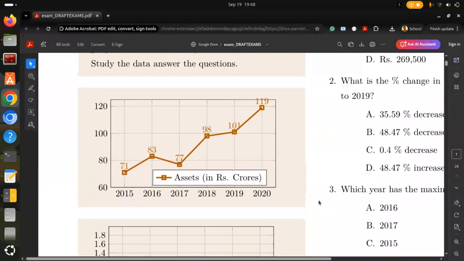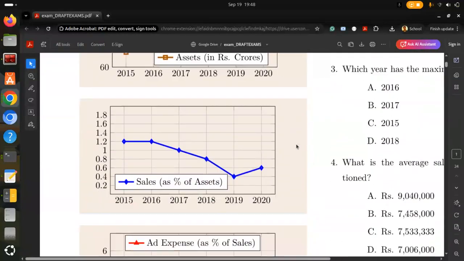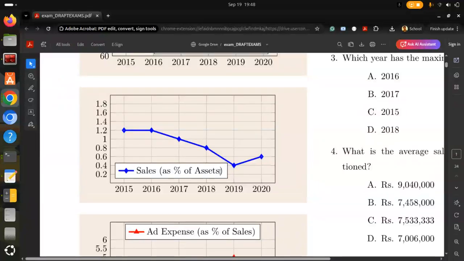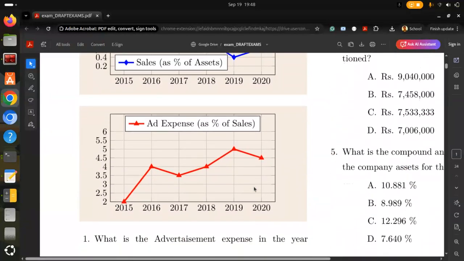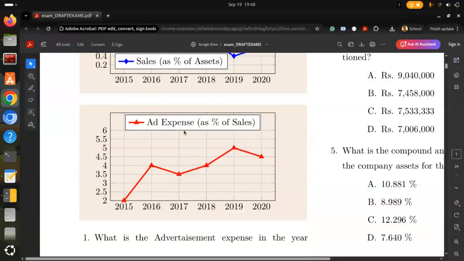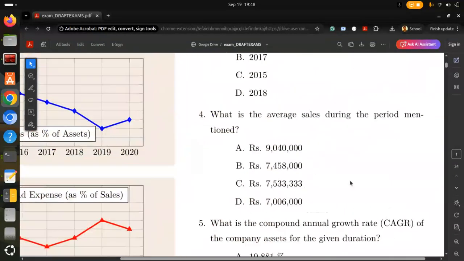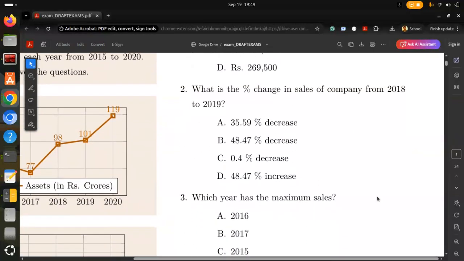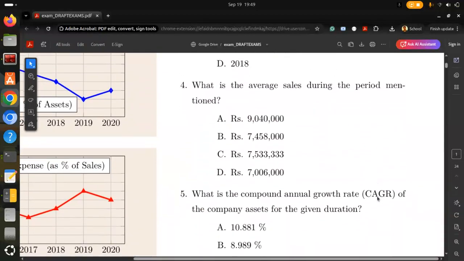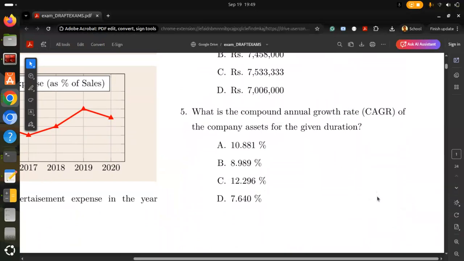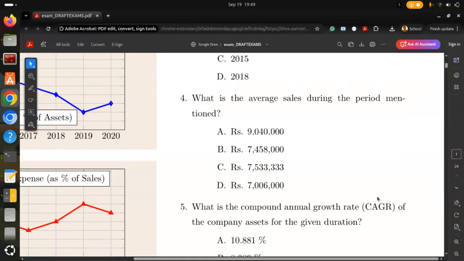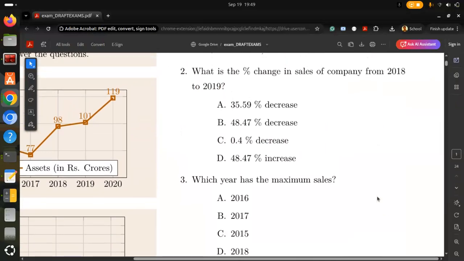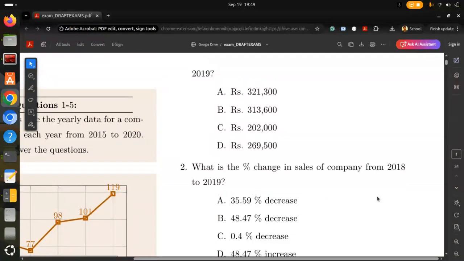In this chart, you are getting the assets of the company. The next one is sales as a percentage of assets. On the y-axis is the percentage and the x-axis is the same, the years. The third chart is ad expense, or advertisement expenses, as a percentage of sales. The first question is: what is the advertisement expense per year in 2019? And the second, third, fourth, and fifth questions are here. You can pause the video at the appropriate question and try to answer all these questions yourself, and later compare your answers with my answers and procedures.